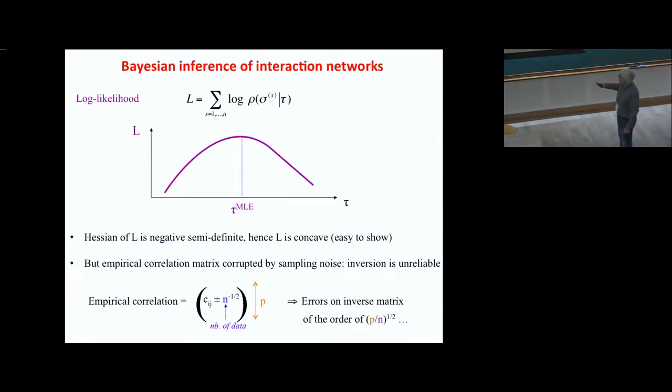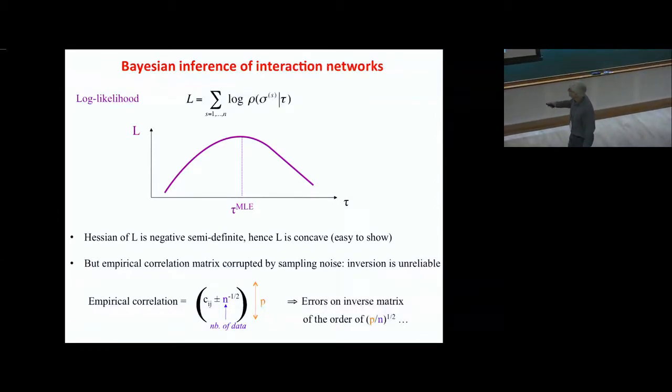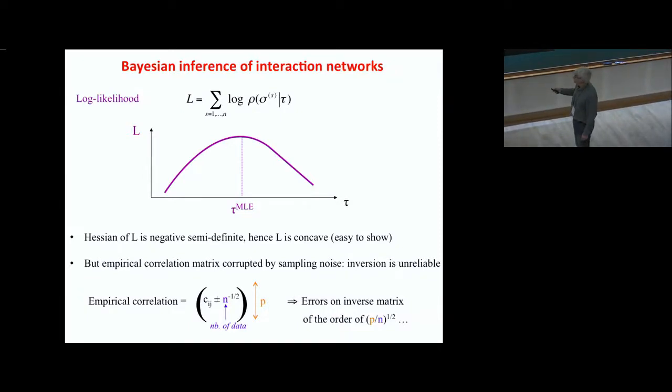Actually, by convex, I mean the Hessian is non-negative. That doesn't mean there cannot be zero modes. There can be zero eigenvalues. In that case, that means that the maximum will be essentially at infinity.